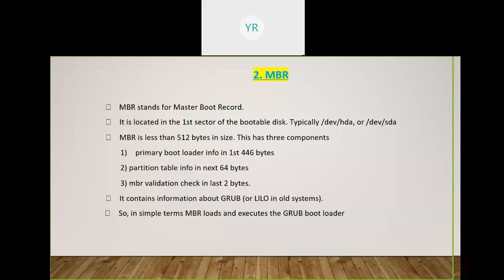Okay, so the first stage is BIOS. What BIOS will do is, it checks and searches for MBR, loads MBR, and executes MBR. That means it will give control to MBR. What MBR will do, in simple terms, is load and execute GRUB. GRUB is the bootloader.